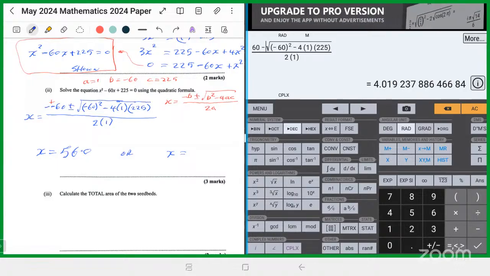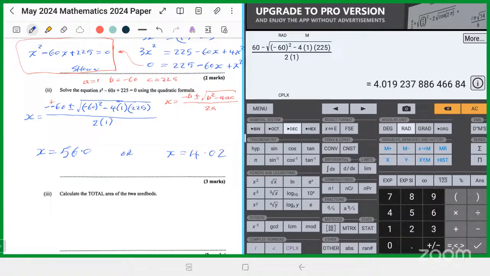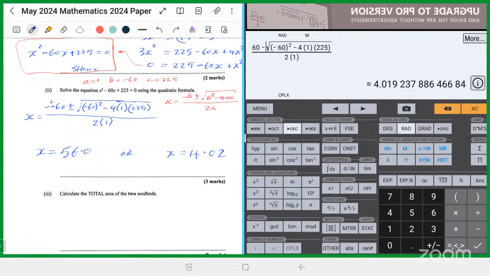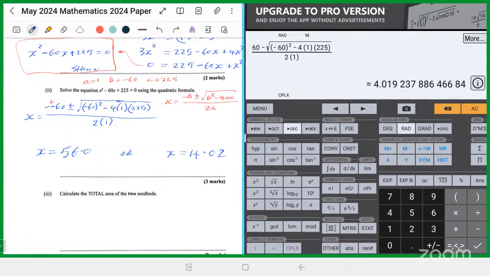I'm getting 4.02. If I put it to 3 significant figures, that's 4.02. So those are the 2 values for x. The question now says, calculate the total area of the 2 seabeds. Remember, the 2 seabeds have the same area, and the area of one of them is just going to be 3x squared.